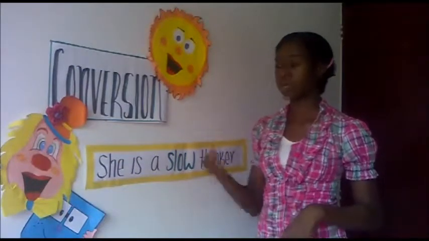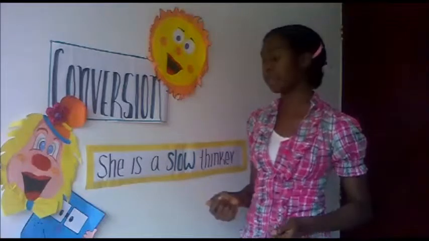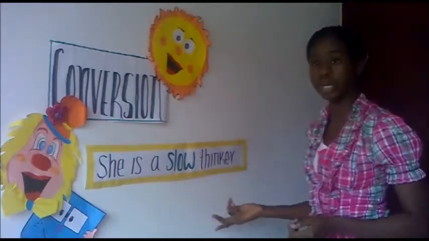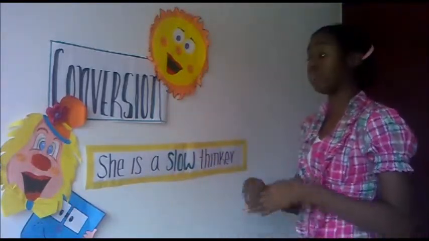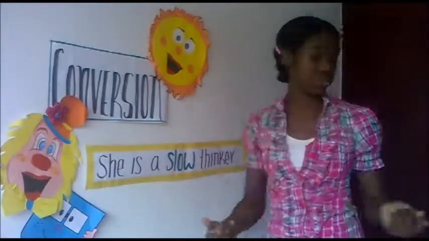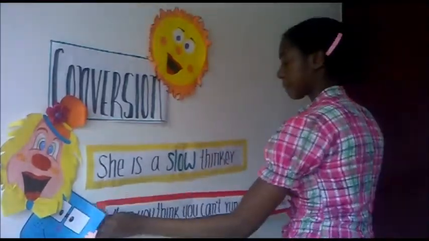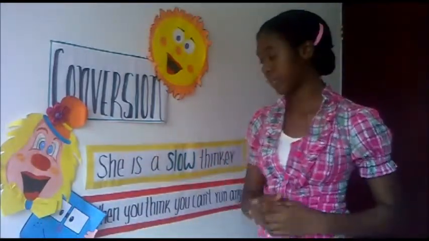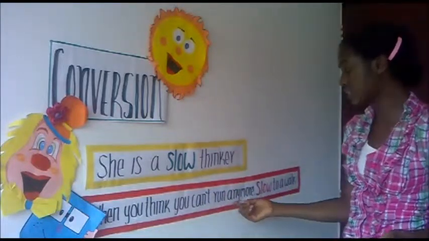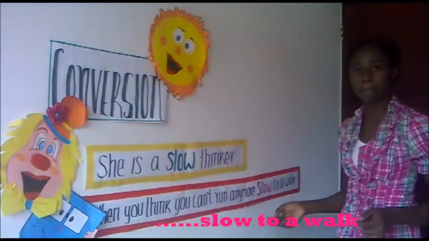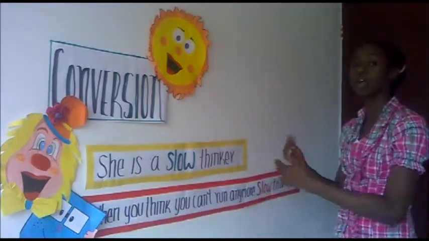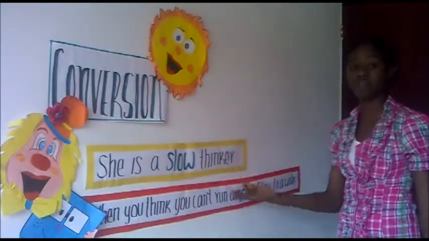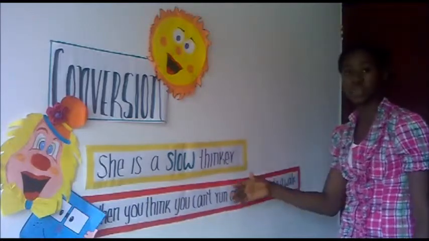Conversion can also happen from an adjective to a verb. So for example, I have the sentence here. She's a slow thinker. So slow would be serving here as an adjective. However, I can convert this adjective slow into a verb. Let's say that, for example, I'm running with another person and I'm telling that other person the following. When you think you can't run anymore, slow to a walk. So here, slow has been converted into a verb. So we can also see that adjectives can be converted into verbs, taking into account these two examples.